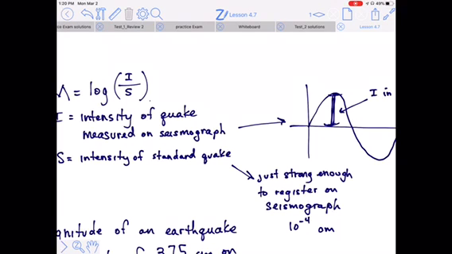And then S is the intensity of what's called a standard quake. A standard quake is a quake that's just barely strong enough to register on a seismograph. Many quakes are so small in intensity that they don't even register on a seismograph. So as soon as a quake becomes intense enough to measure on the seismograph, that's called the standard quake, and its measurement here is 10 to the negative fourth of a centimeter. And then the magnitude is a logarithm of the ratio of the intensity of the measured quake divided by the intensity of the standard quake.